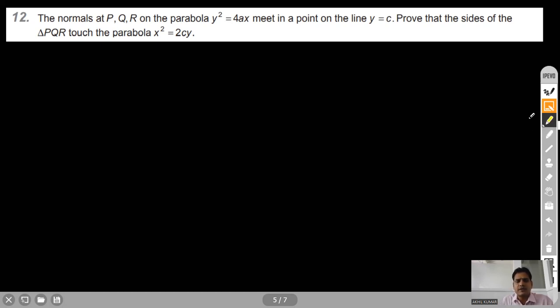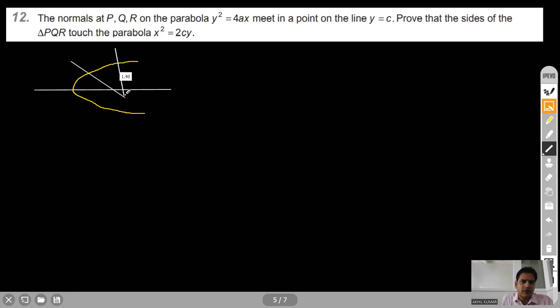So let's try to make a rough sketch for this. This is our parabola, and let me assume this to be the x-axis. And we are drawing three normals. This is one normal, this is the second normal, and this is our third normal. This is our point P, this is our point Q, and this is our point R. Let me assume they are meeting at this point N. So the normals at P, Q, and R on the parabola y square is equal to 4ax meet in a point on the line y is equal to c.